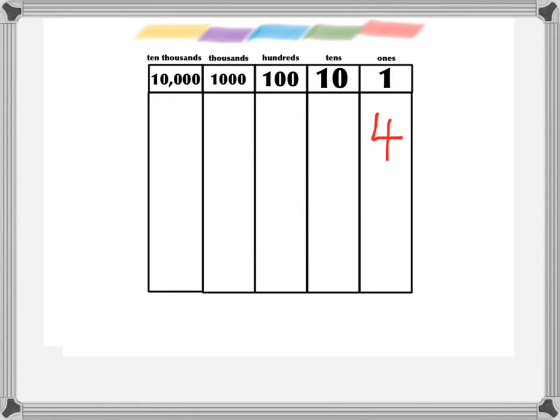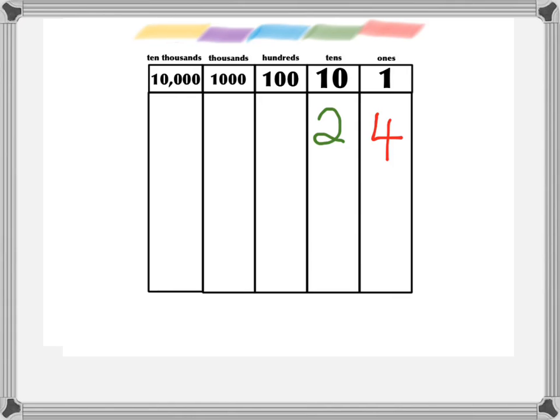So let's put something in the tens column. I'm going to choose a green here. In the tens column, we'll put a 2. So we've got a 2 in the tens column and a 4 in the ones column. So that makes us 24, because we've got 20 in the tens column and 4 in the ones column. So we have 24.